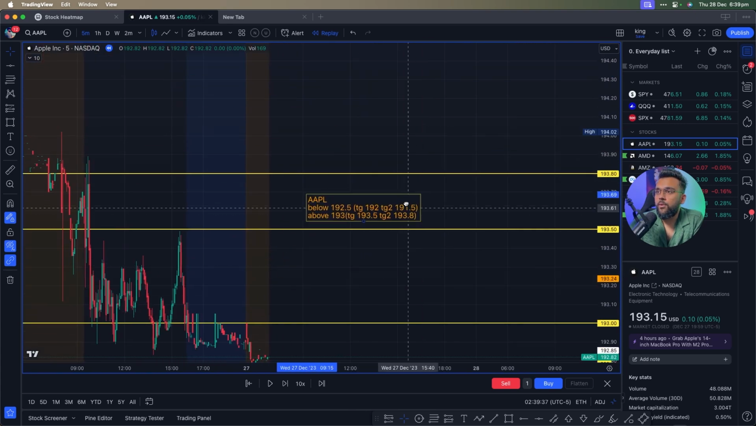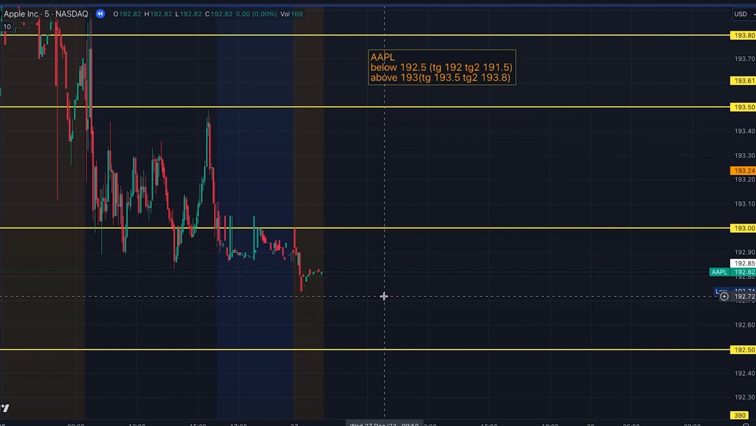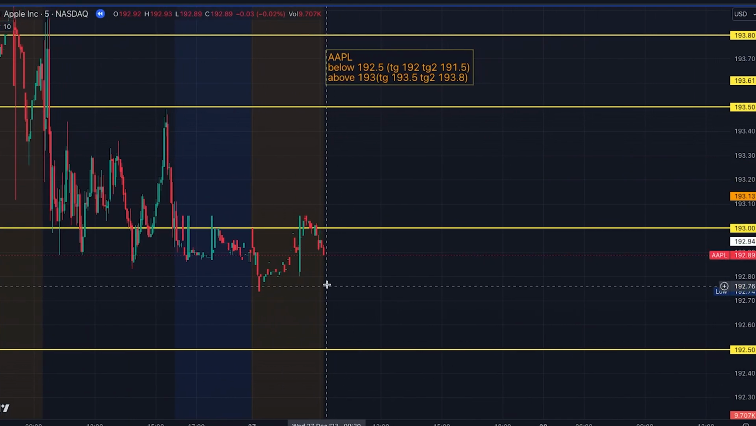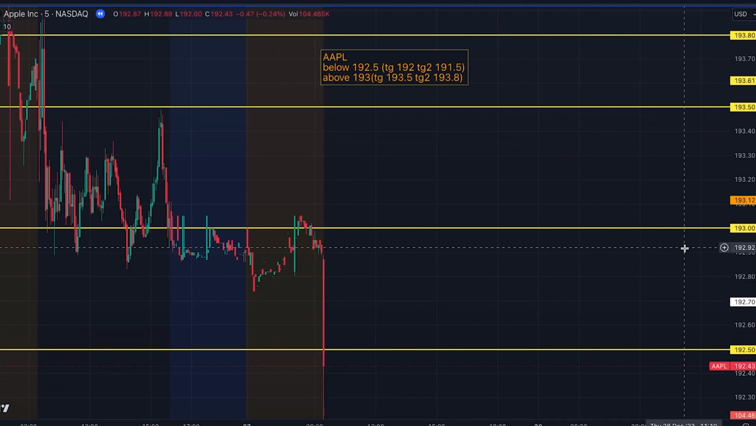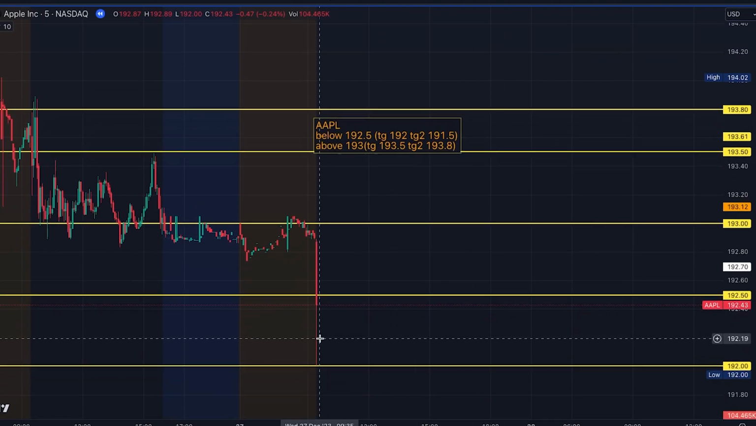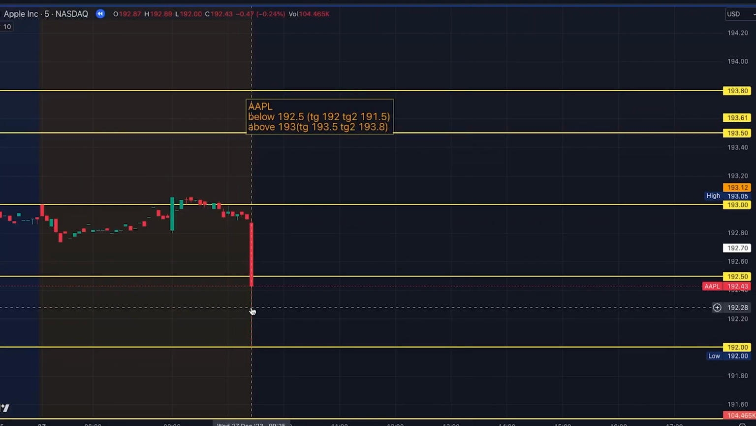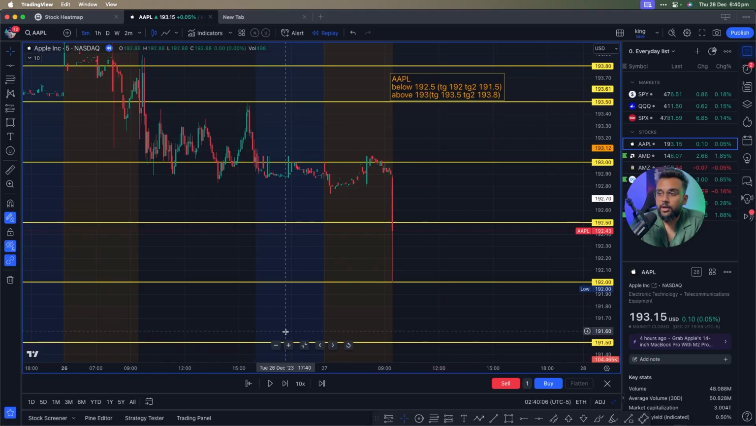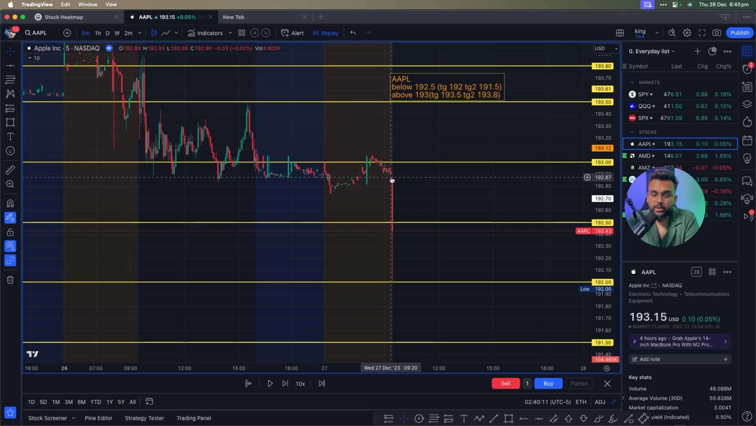The market opens at 9:30 Eastern time. Okay, here's 9:25. This is just before the market open, not at the market open. Look at the bottom, 9:25 right here. When the market opens, the plan is still intact. Our plan is if it gets above 193, we go long. If it gets below 192.5, we go short.